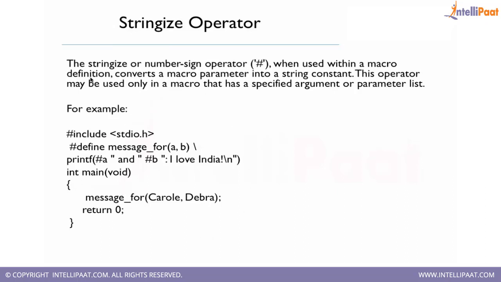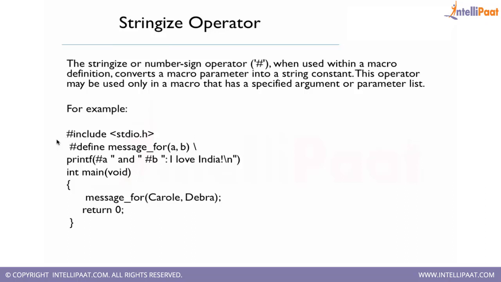So this is the stringize operator. The stringize or number sign operator, when used with a macro definition, converts a macro parameter into a string constant. This operator may be used only in a macro that has an argument or a parameter list. So it is used to convert a particular macro parameter into a string. How is it used? In this example, I'm using both continuation and stringize.